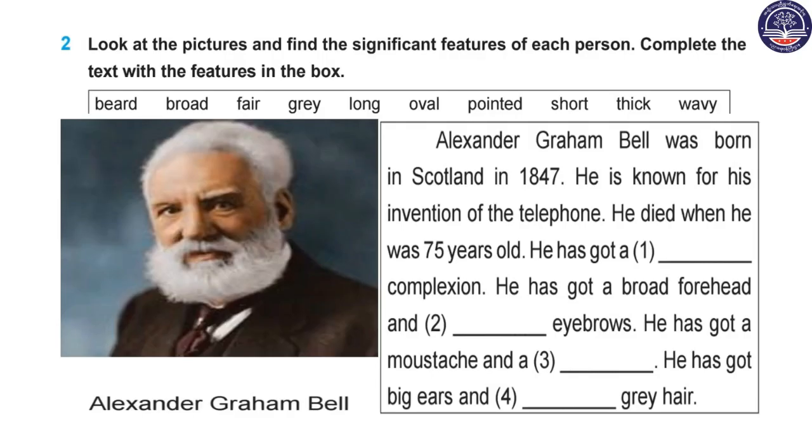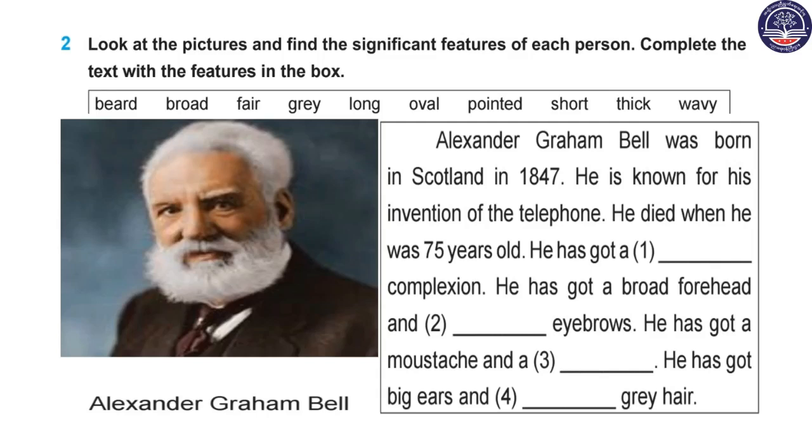Exercise 2. Look at the pictures and find the significant features of each person. Then complete the text with the features in the box. Okay, now look at the features in the box.